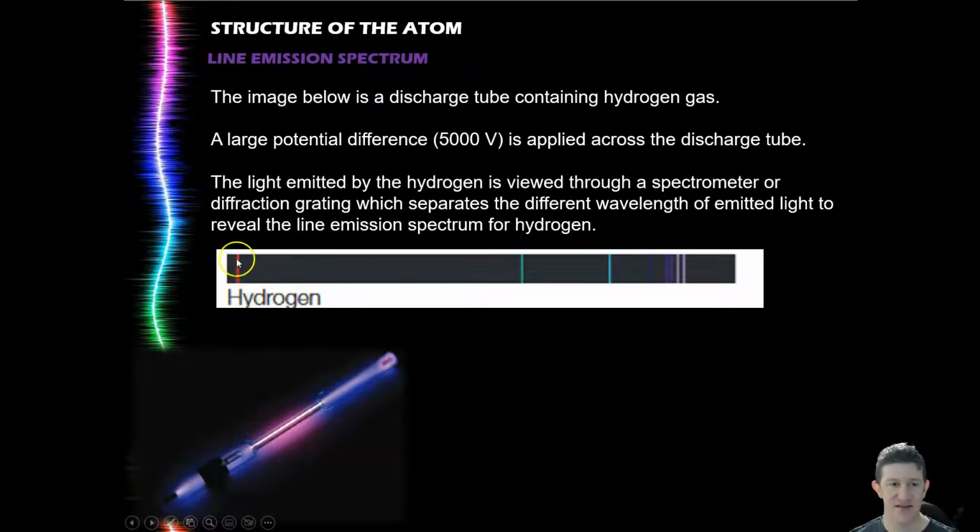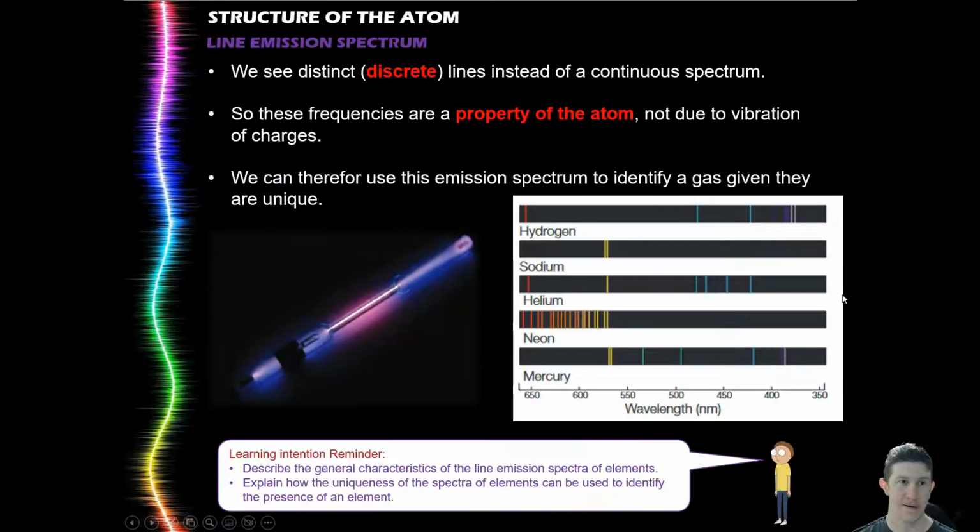So we can see that there is a very bright red band, then we have complete darkness in between, then this sort of aqua color, then darkness, then blue, and so on and so forth. So this is unique to hydrogen, this pattern. Think of it as like its barcode. What we see is discrete lines instead of a continuous spectrum. So we can refer to them as distinct or unique, but we refer to them as discrete lines, which means that these frequencies are a property of the atom itself. They're not due to the vibration of charges. So it's a unique barcode for that atom.